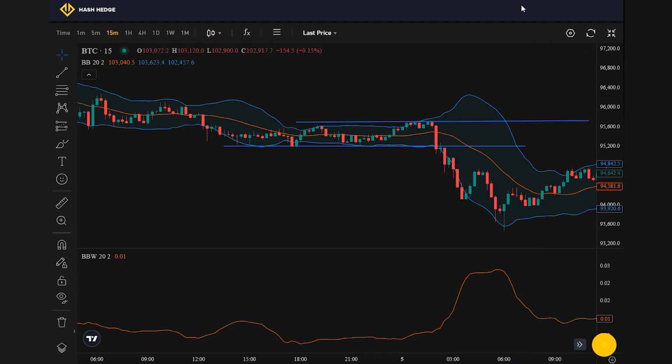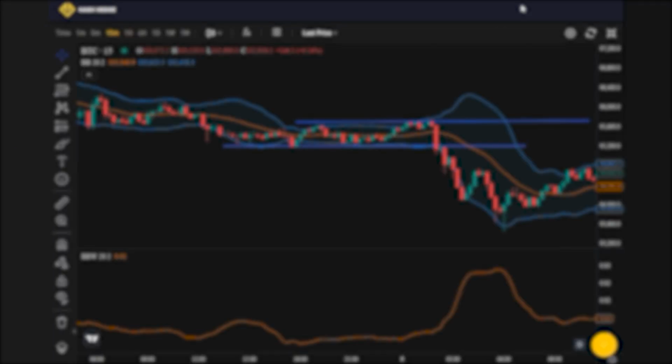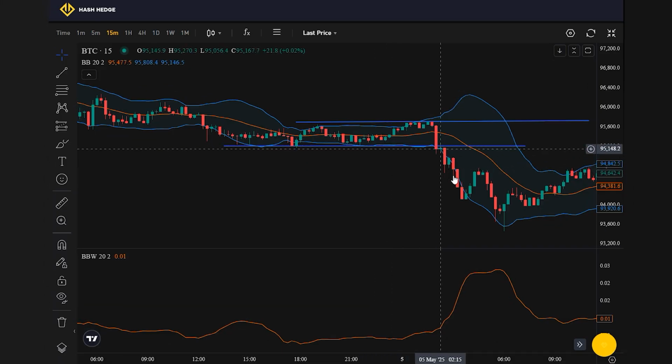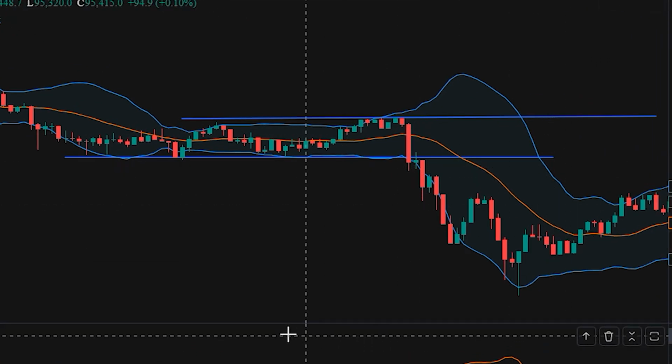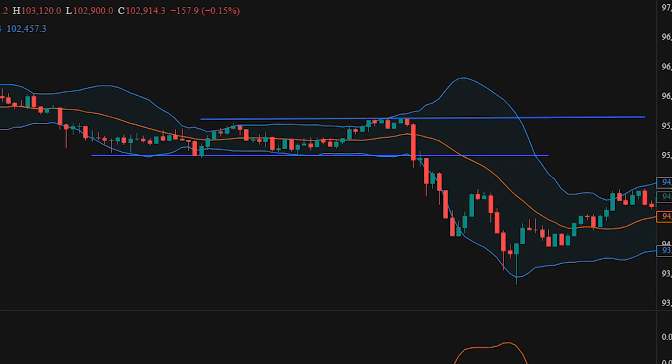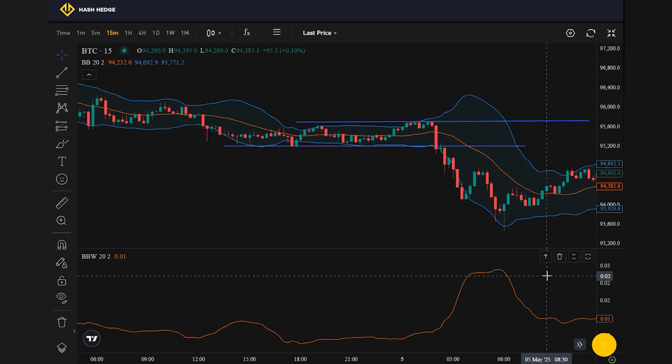The strategy is very versatile. It actually works on trading session differences. Usually, there is such low volatility in the Asian and Pacific session when there is not a lot of trading and trading volumes are not very large and so on. And we have high volatility and serious trends during the European and American trading sessions when the main capital, the largest capital, participates in the market.